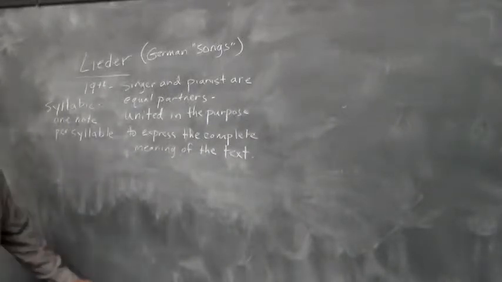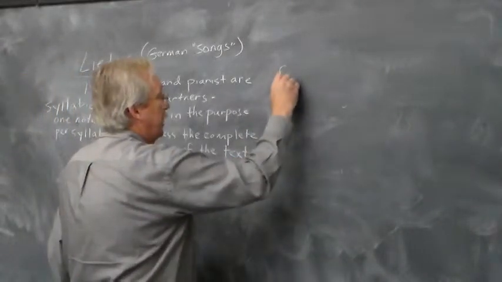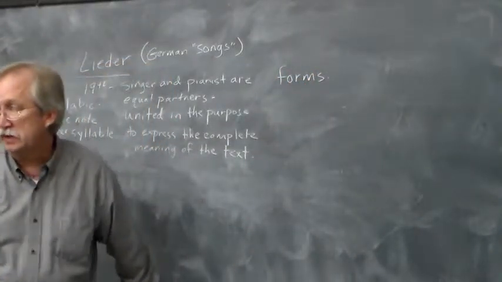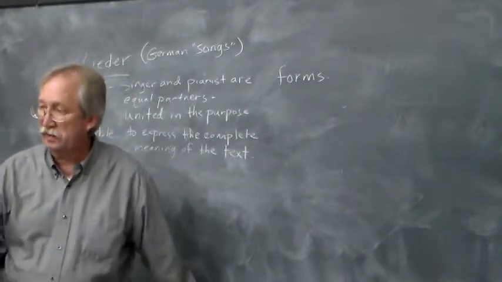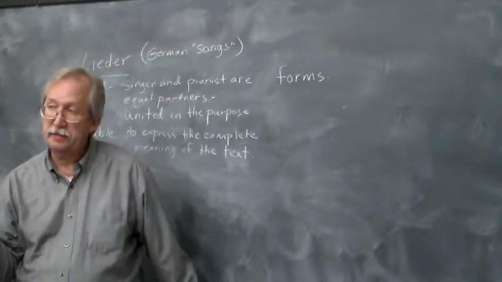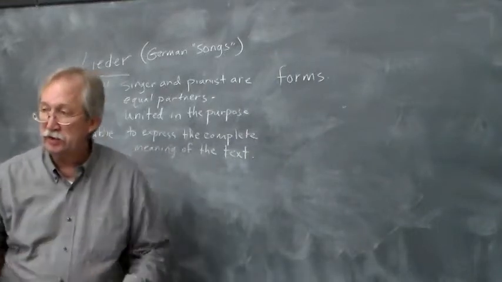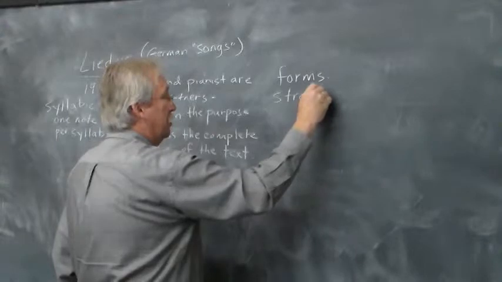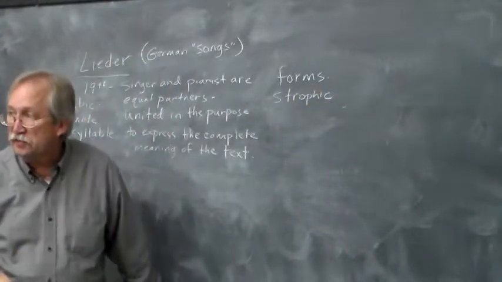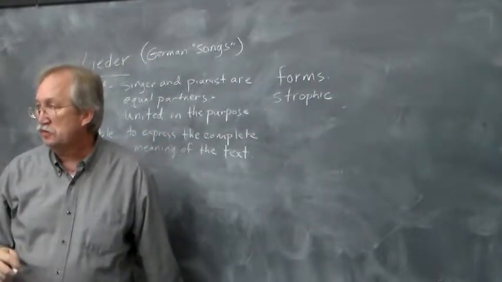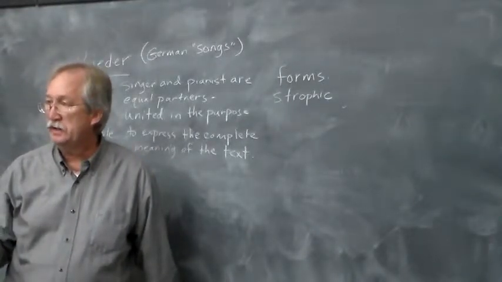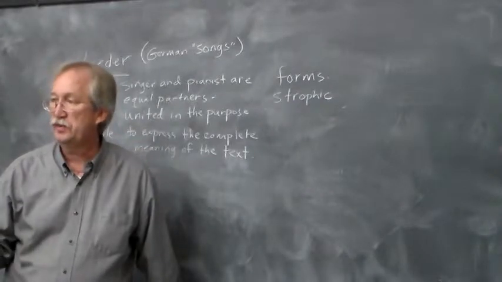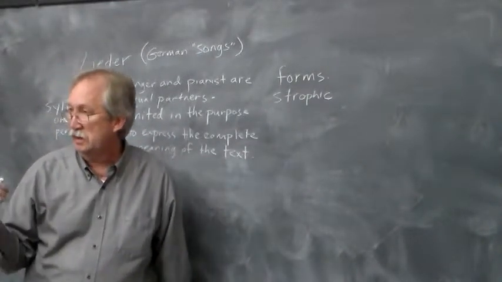Another element has to do with the types of forms that would be used. Basically, there are two types. We're going to talk about three, but there are two that are by far the more frequently used. The first is called a strophic form. So it's strophic if you basically have one melody that's used for several different verses. So like a hymn is an example of a strophic song.